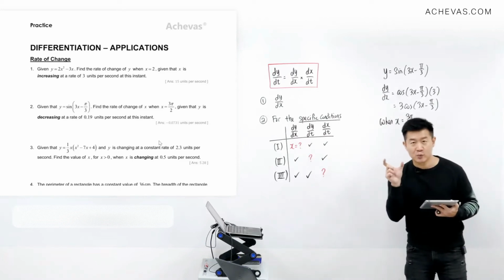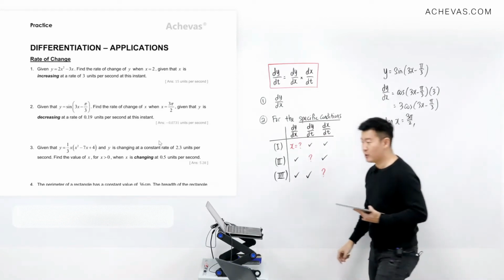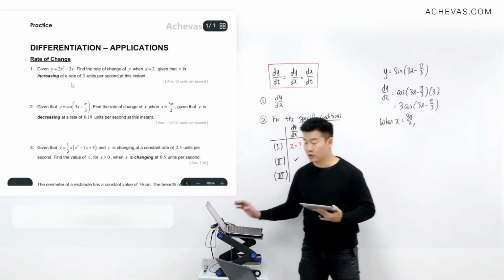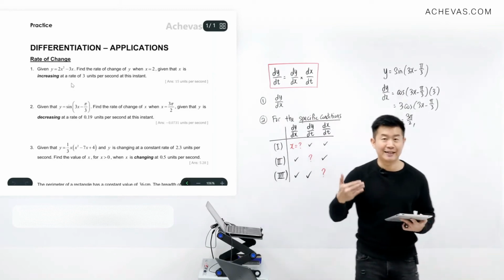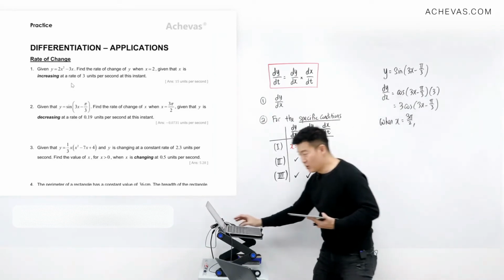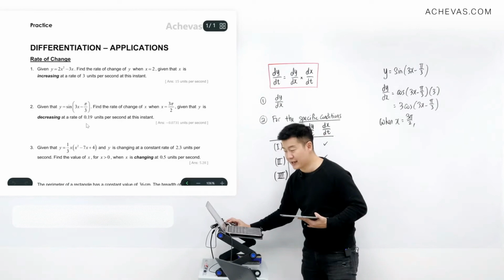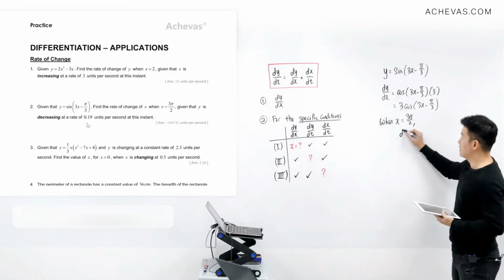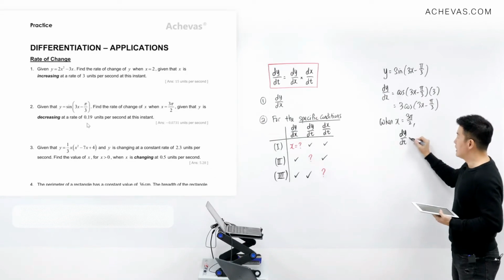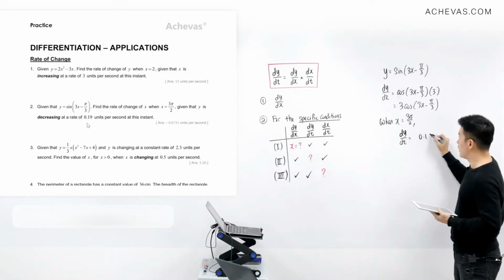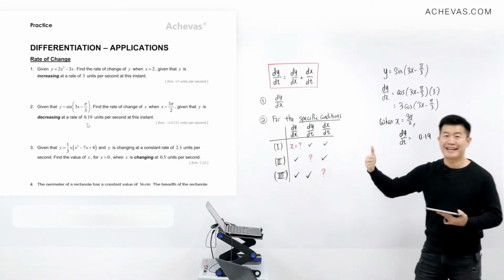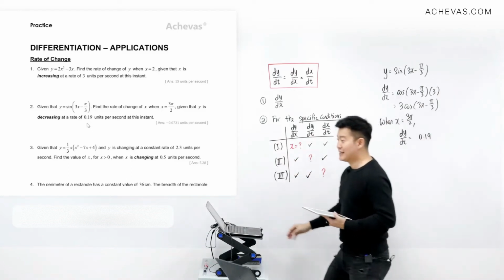Let's take note of this word decreasing. If you were to look at question number 1, question number 1 was increasing. So just now when we were doing question number 1, dx dt was quoted as 3. dx dt was equal to 3. But now, when y is decreasing at a rate of 0.19, it will be wrong if I were to just write dy dt is equal to 0.19. Okay, why will this be wrong? Because in the previous scenario, it was increasing, and now it is decreasing.